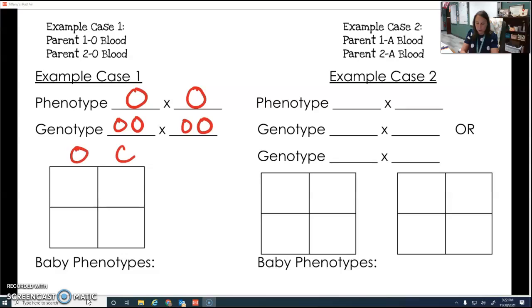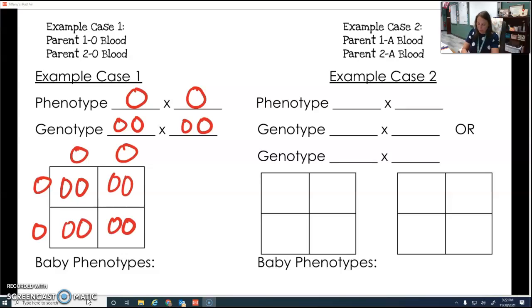So we'd have an O and an O, and we'd have an O and O. So obviously we're going to have all O's in the middle. So the baby's phenotype, remember we're talking phenotype, so that's their blood type. They are going to have O blood. Okay, so parents with both O bloods, that's the most recessive. They can only have babies with O blood.